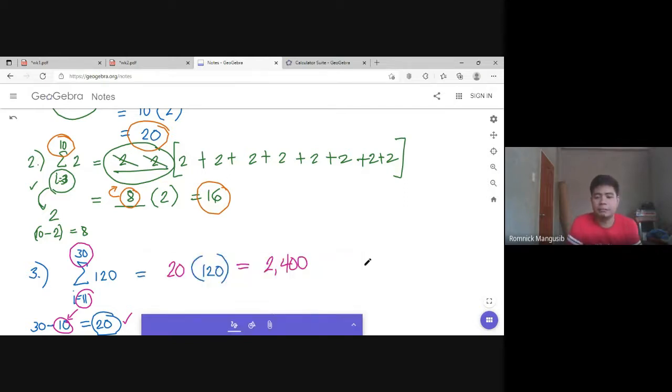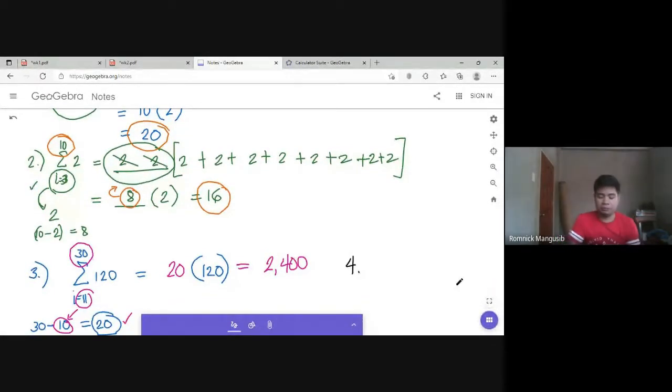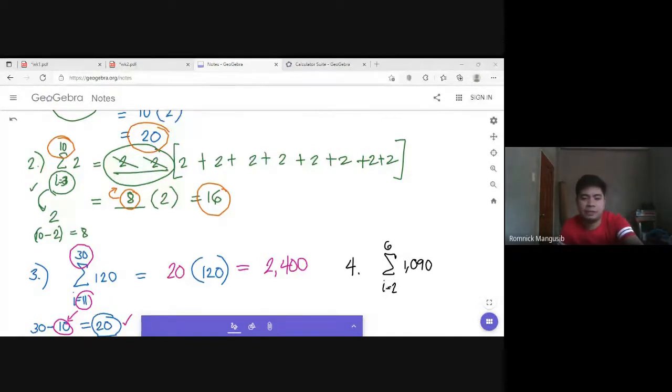So, number 4. Okay, in number 4, I think it's your turn naman. Paano naman ito? What is the total summation of 1,090, I starts from 2 to 6? So what is the summation of 1,090 from 2 to 6? Comment your answer. Okay.